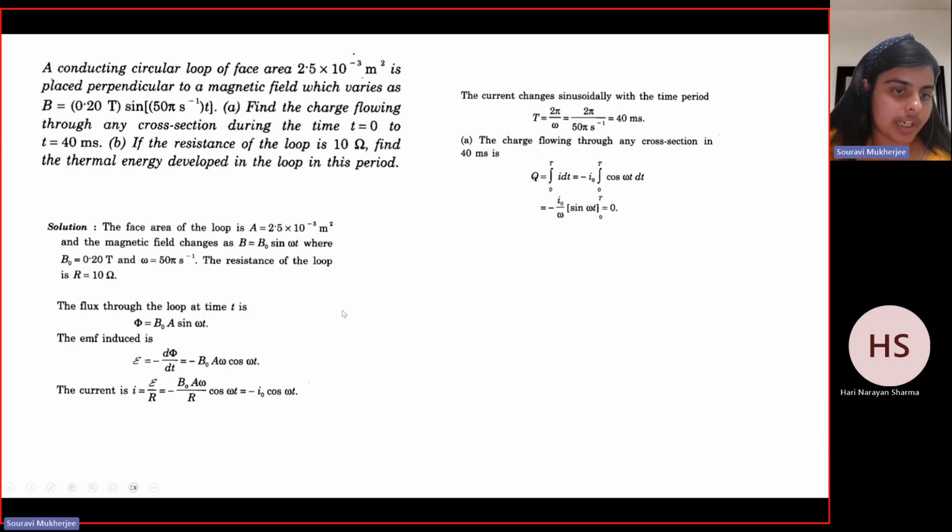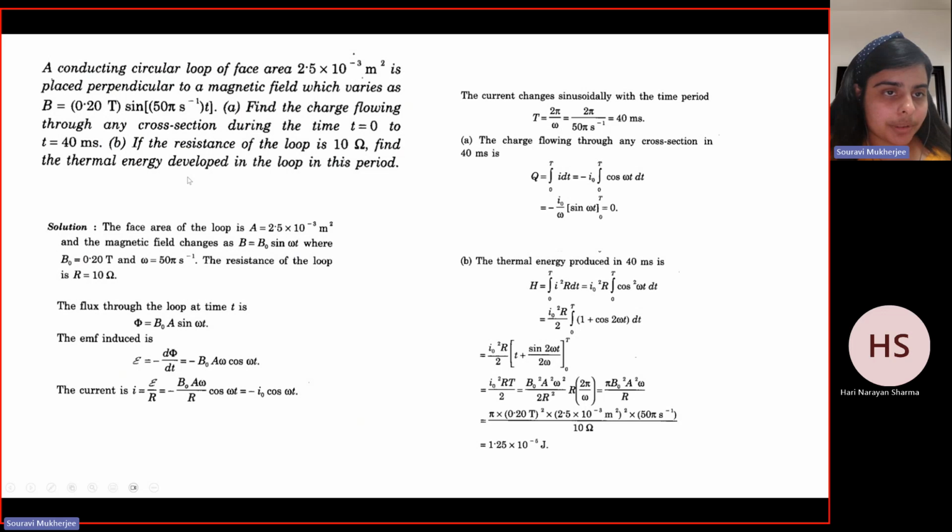So basically you have to find how much charge flows in a time period. Now this is the expression of your current. You do an integration from 0 to capital T, right? If you do that, the net charge comes out to be 0, which is true because you are considering a complete cycle.